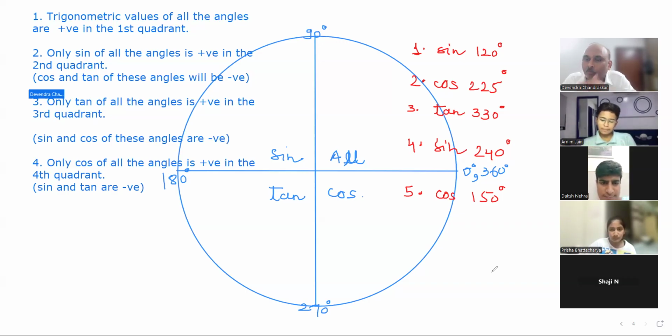Sir, positive. Arnim, you understood this case? Sine of 120 degrees will be positive.